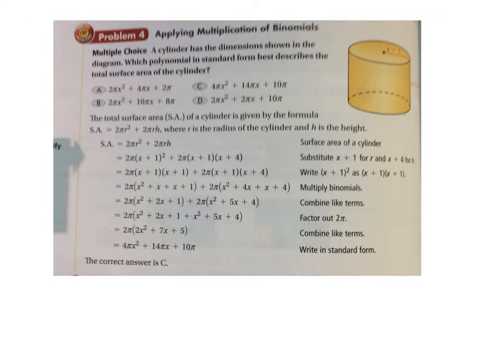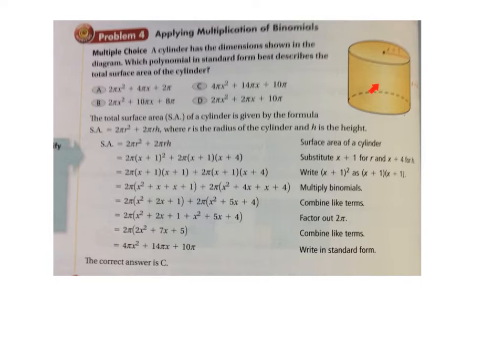And just like everything else, I can find a way to make it even more fun for you. So applying multiplication of binomials. A cylinder has the dimensions shown in the diagram. Which polynomial in standard form best describes the total surface area of the cylinder? So again, we've got to remember surface area of a cylinder in this case. We have 2 pi r squared, right? That's the top and bottom circle, plus pi radius height, 2 pi radius height, I'm sorry. I always call it pi diameter height.